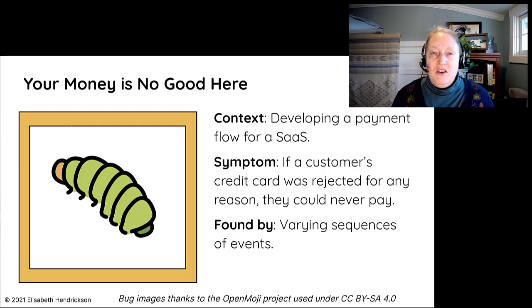I found this by varying sequences of events, all of the various things that can happen in a credit card transaction. I was varying those sequences of events and discovered this relatively quickly.